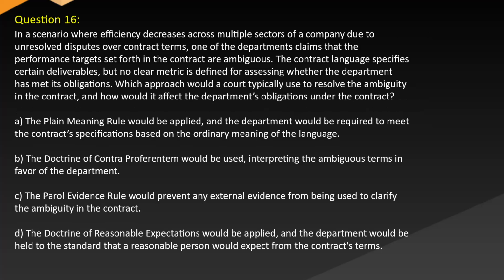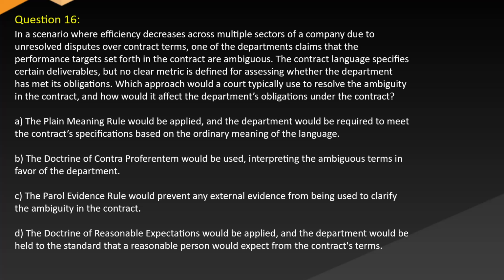Question 16. In a scenario where efficiency decreases across multiple sectors of a company due to unresolved disputes over contract terms, one of the departments claims that the performance targets set forth in the contract are ambiguous. The contract language specifies certain deliverables, but no clear metric is defined for assessing whether the department has met its obligations. Which approach would a court typically use to resolve the ambiguity in the contract, and how would it affect the department's obligations under the contract?